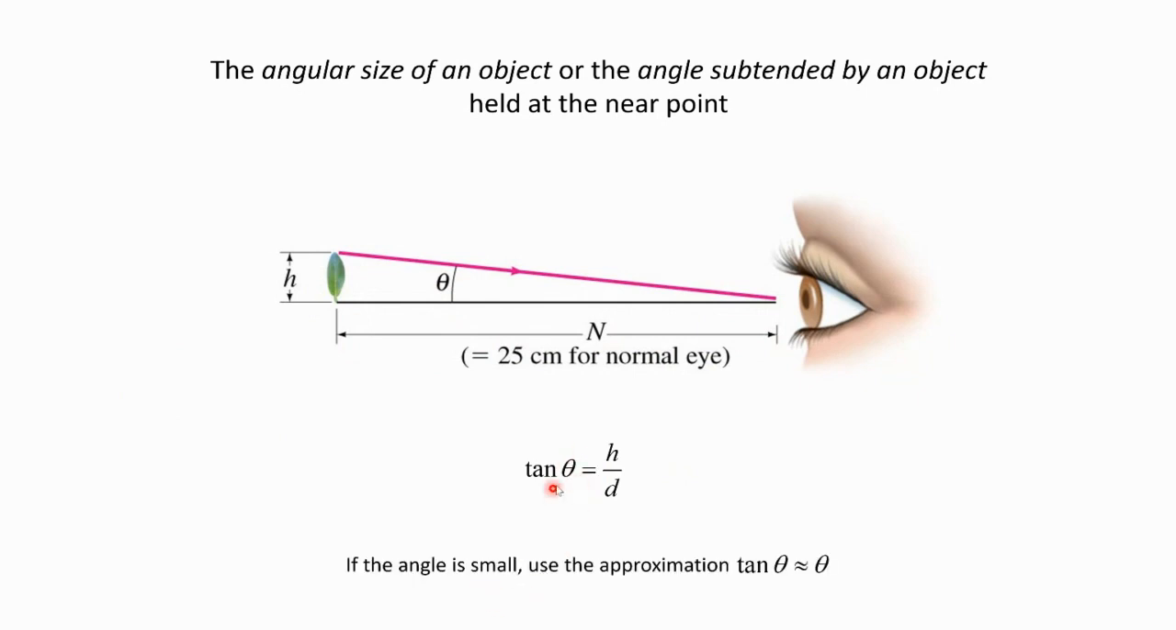And we can do an approximation for the angle and just say that the tangent of theta is about equal to theta. You might remember that the sine of theta is about equal to theta for a small angle, and the cosine of theta is about equal to 1 for a small angle. So then the ratio is just theta. So we'll use that approximation.